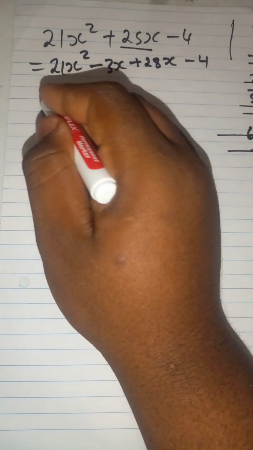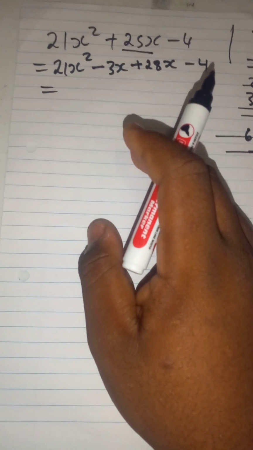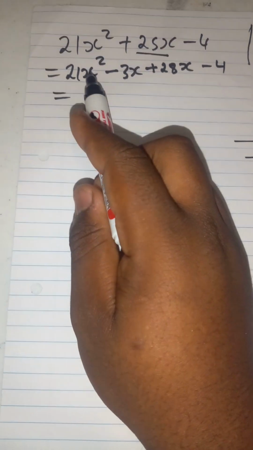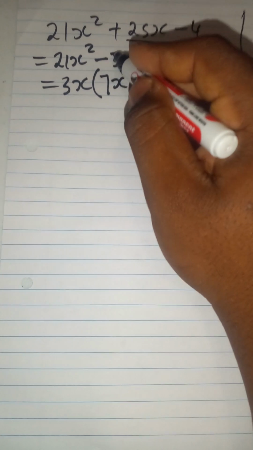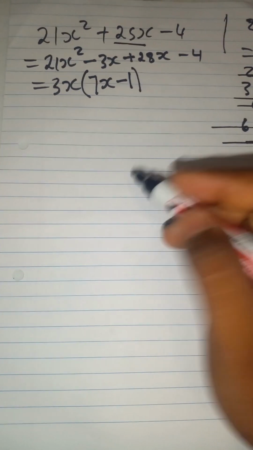Okay, so now basically that's what we had before. Now it is grouping. Let's start here. 3 and 21, I can see that already 3 is common. And then let's check the variable. There is also x here, meaning that 3x is common here. Then what is 21 divided by 3? It is 7. X squared divided by x, it is x. Then negative 3x divided by 3, it is negative 1. That's how it is, guys.